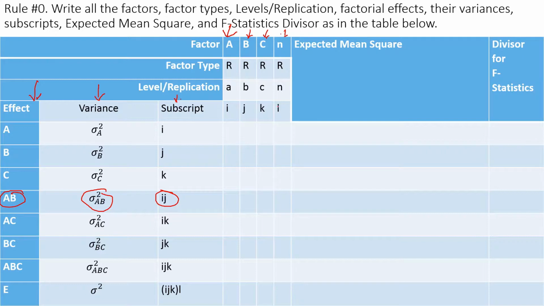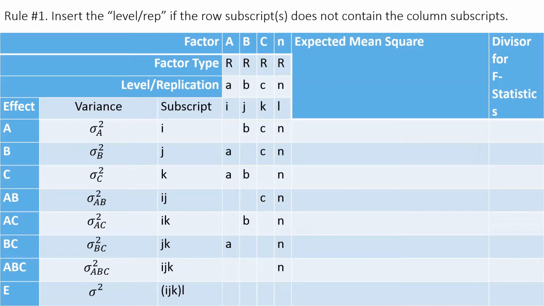their subscripts right here. Now the first rule is if the row subscript does not contain the column subscript, then type the label of the replication. So in this case, this I does not match with J, so on this cell we write A. Similarly on this one, for example, this row subscript JK does not contain this L, therefore we type in here. Similarly, all of this can be checked.